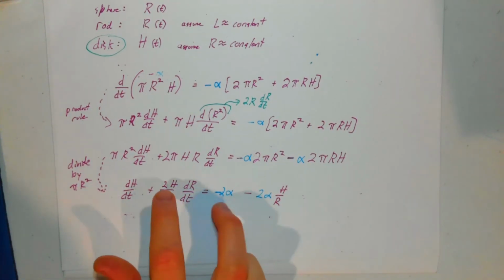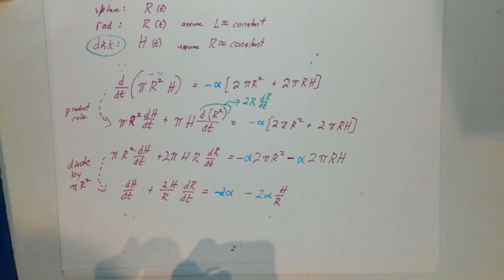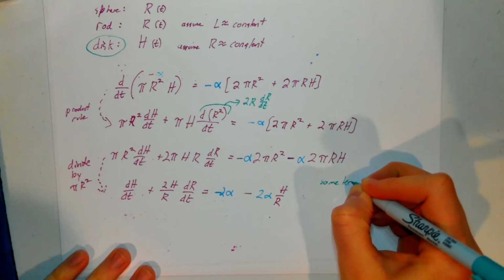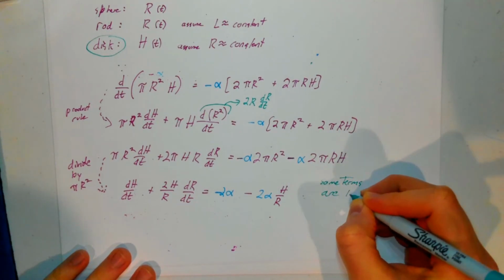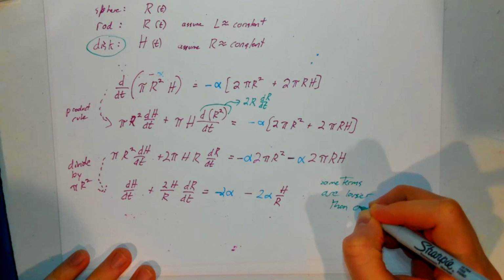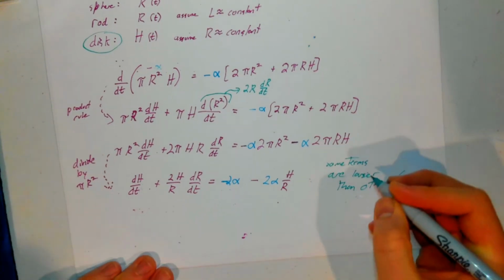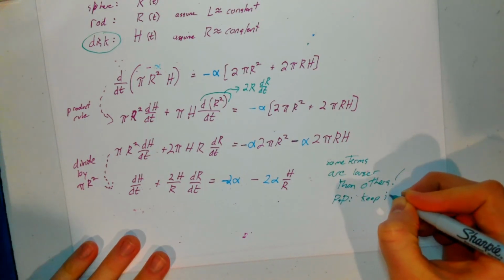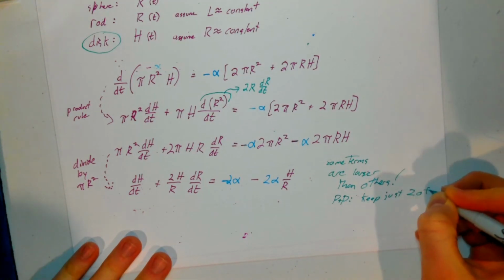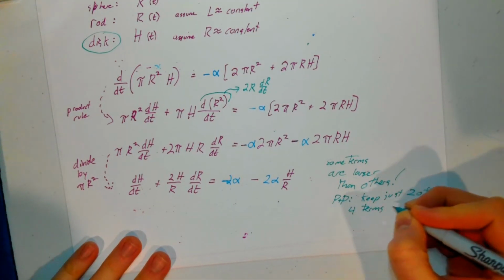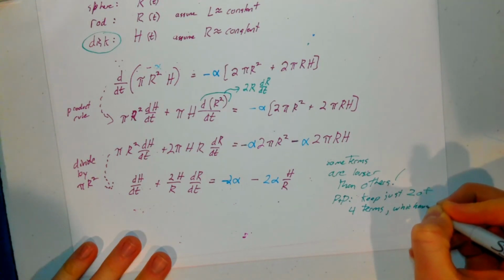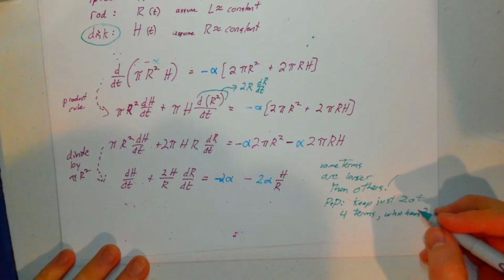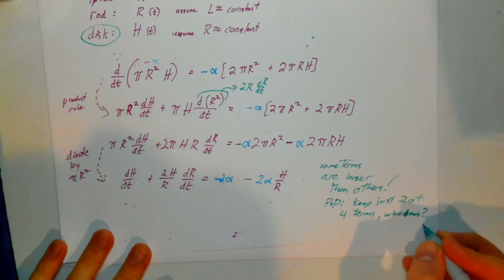This is still a somewhat messy differential equation, but what can we do? Well, we can notice some terms are larger than others. So, pause and ponder. If I were to keep just 2 of the 4 terms, which ones would I keep? Which ones would you keep?